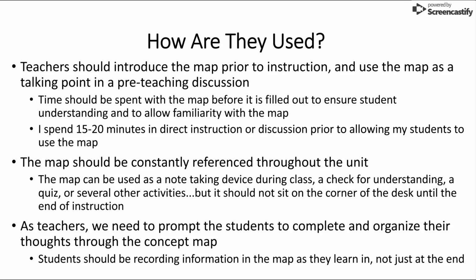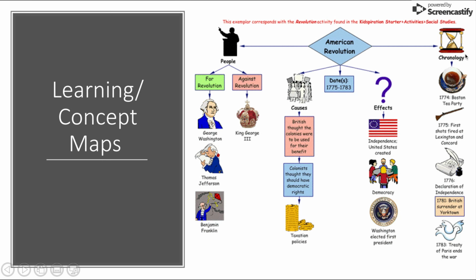So how are they used? Teachers should introduce the map prior to instruction and use the map as a talking point to a pre-teaching discussion. So there are two ways to do this. You can either pre-make the map, fill in the blank style for your students, where you have the circles and the stars and all of the other doodads like this one does, the rhombuses.